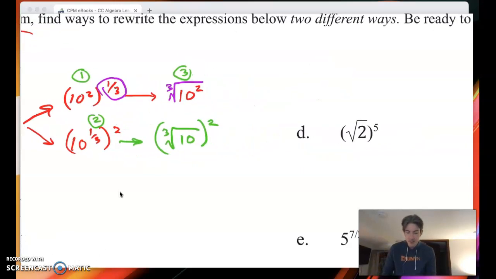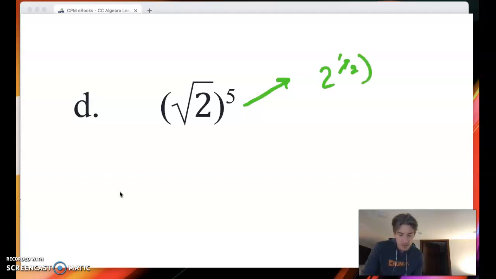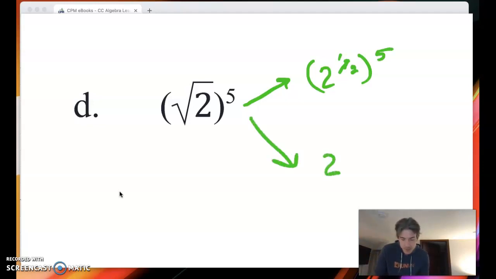Let's keep going and see what else we got. Here I've got the square root of 5. Remember, a square root is like having an index of 2. Well, then that's going to be the same thing as saying 5 to the 1/2 power. Maybe I want to rewrite this as 5 to the 1/2 to the... sorry, 2 to the 1/2, I'm sorry about that, to the 5th power. That works. That's going to be the same thing. Maybe I want to rewrite this as 2 to the 5/2 power, because now connect this: 1/2 times 5 is 5/2. So that's another way.